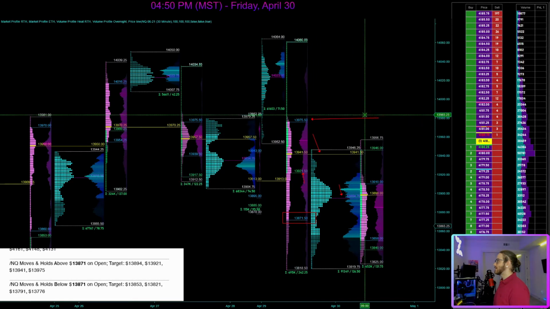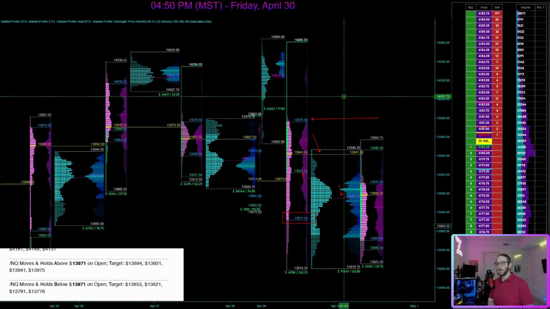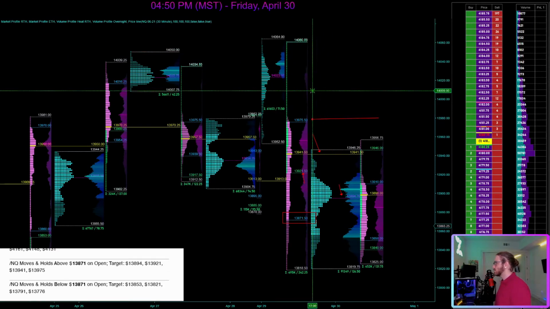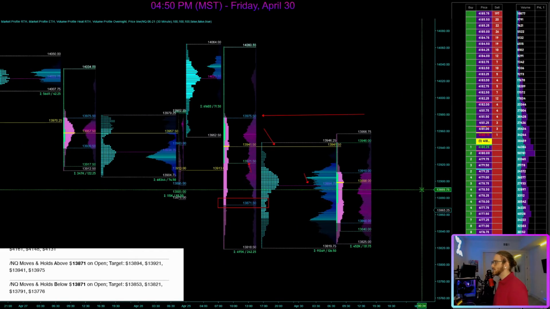And the last upside target that I was interested in was 13,975, which was yesterday's prior value area high, which we did not move into. And again, just as a side note, I am looking for this structure to get repaired if we move and hold above this 13,975 level moving into next week.